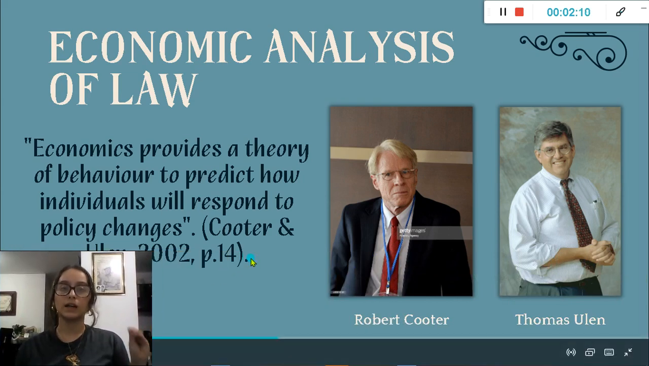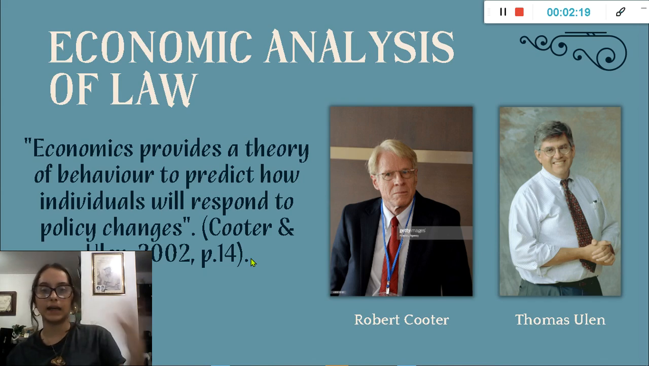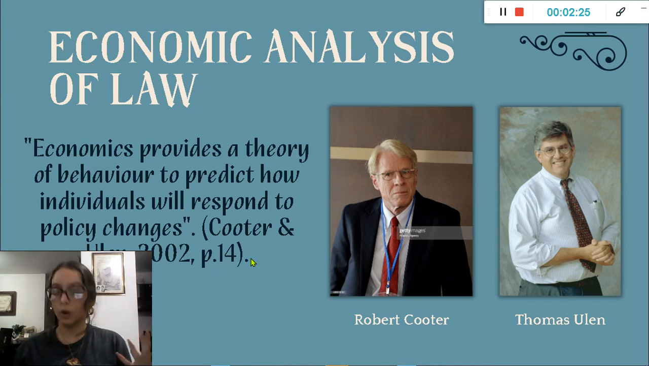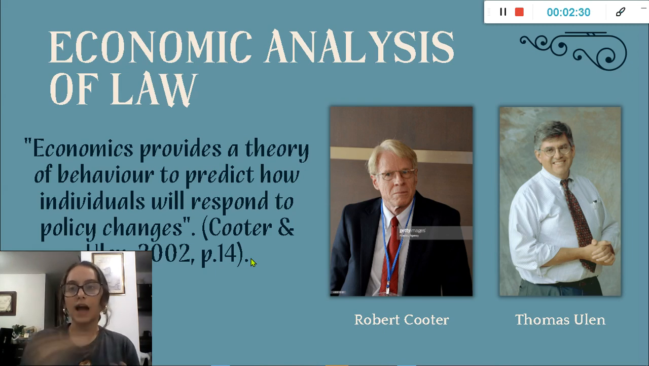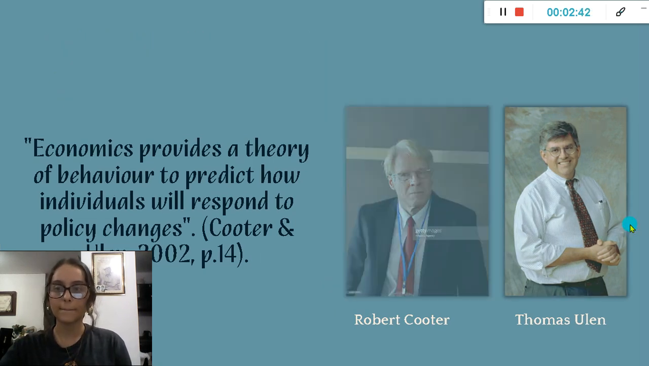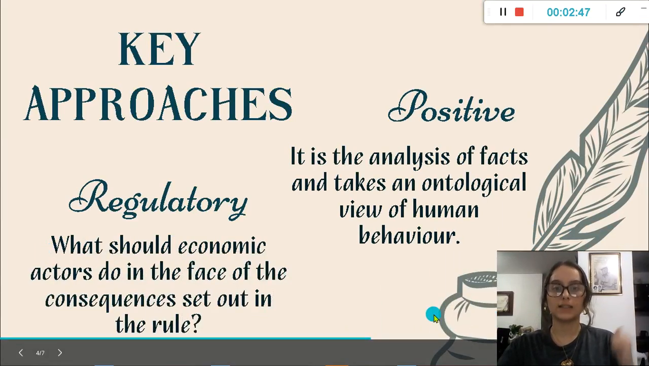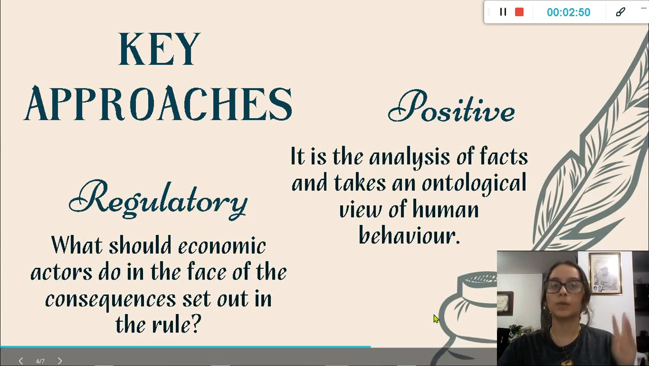The main goal of the economic analysis of law is to predict the reactions, the responses of human beings to incentives, which are named rules, that are the law. So it tries to track how people react to certain laws, and whether those reactions mean that a change is needed in those laws, in that incentive. Well, to be capable of attaining that goal, there are some key approaches.